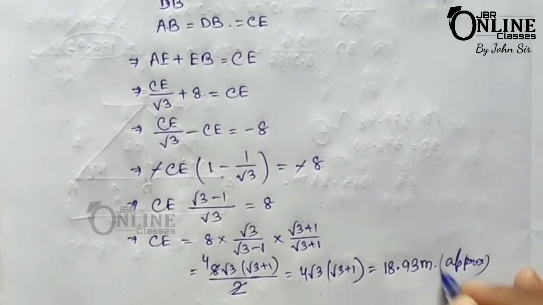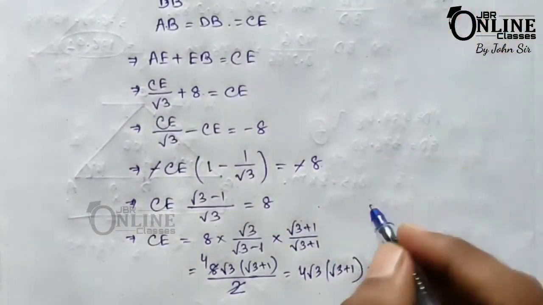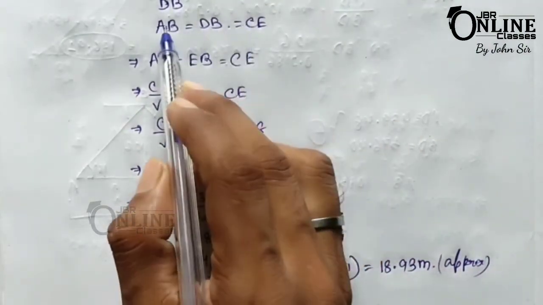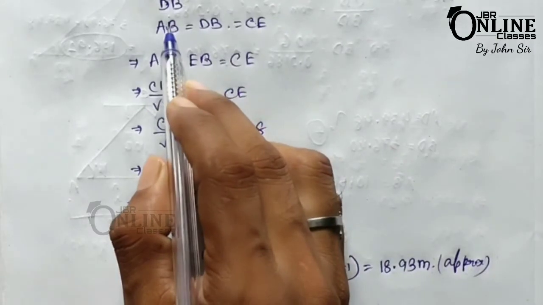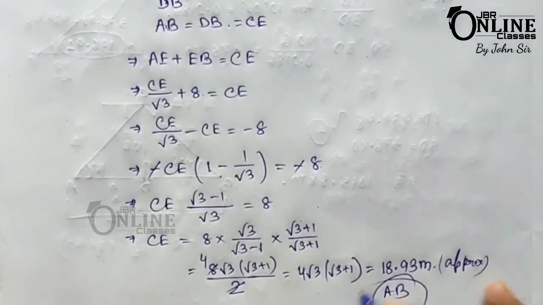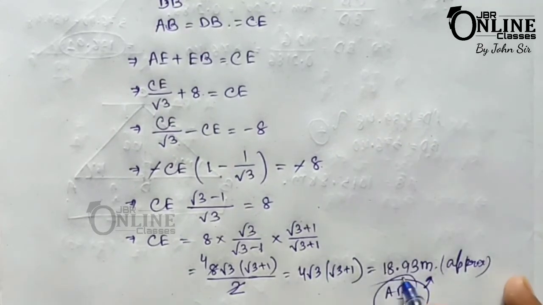Okay, so as CE equal to this one, we already get that CE equal to AB, and AB is the height of the multi-storied building. So the value of AB equal to 18.93, and which is the final answer.